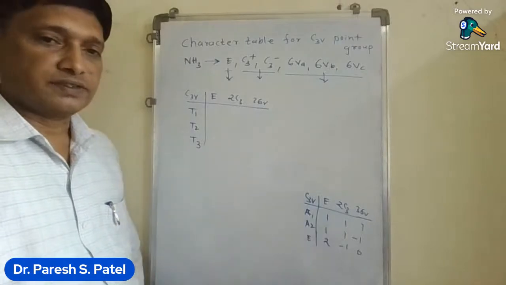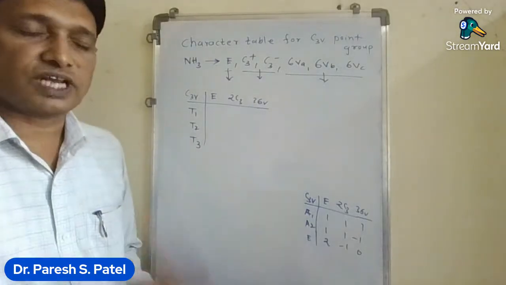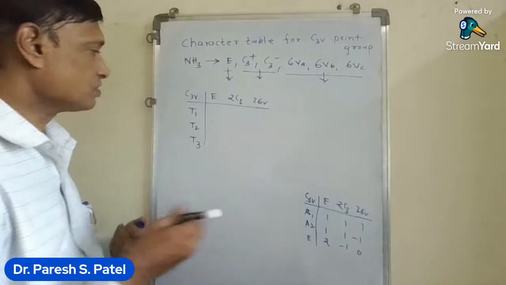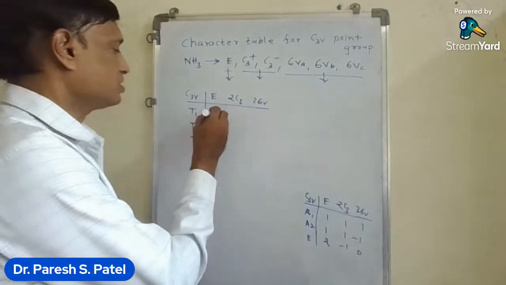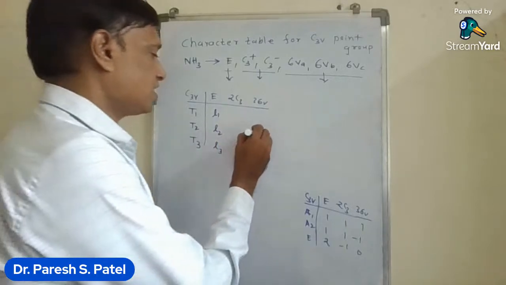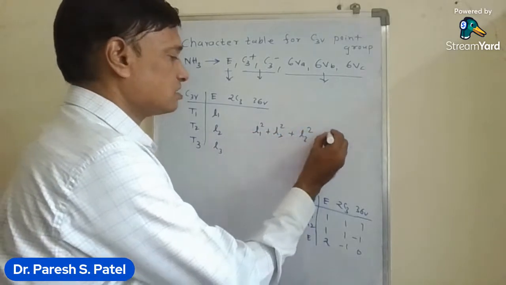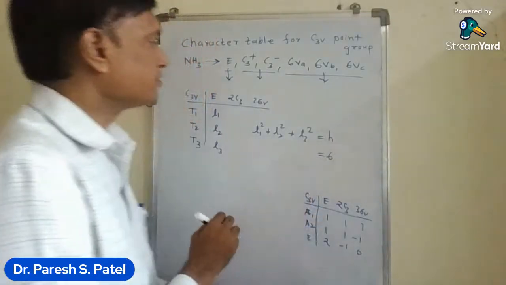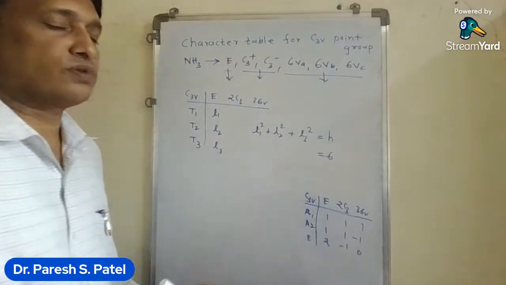Now, rule number second, or characteristic number second: the sum of the squares of the dimensions is equal to the order of a group. And we know that dimension always corresponds to the identity symmetry operation. Suppose these are l1, l2, and l3. So we can say that l1 square plus l2 square plus l3 square is equal to the order of a group. Here, the order of a group is equal to 6. Why? The number of symmetry operations is equal to 6. So, the order of a group is equal to 6.